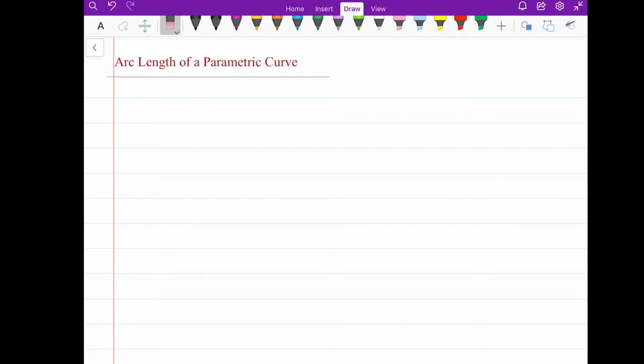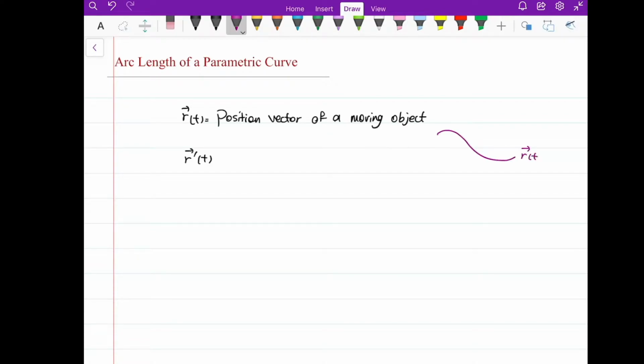This video is part of the lecture for multivariable calculus, and we are going to talk about arc length of a parametric curve. So let r of t be the position vector of a moving object. Then we take the derivative of that and we say r prime of t. So if we have r of t like that, it's the parametrized curve in space, then r prime of t would be a vector that is tangent to r of t.